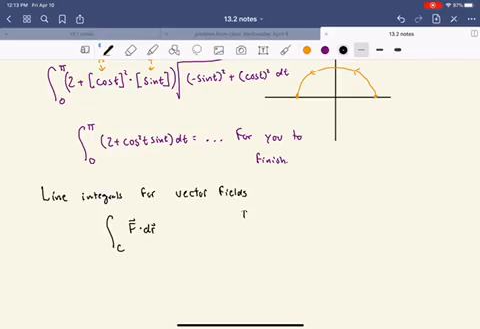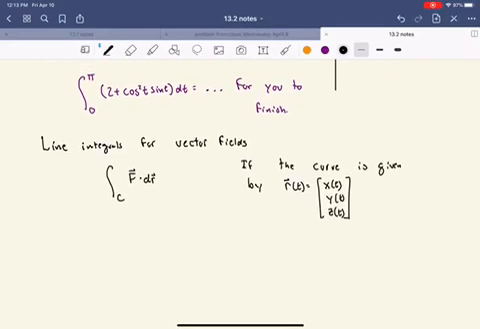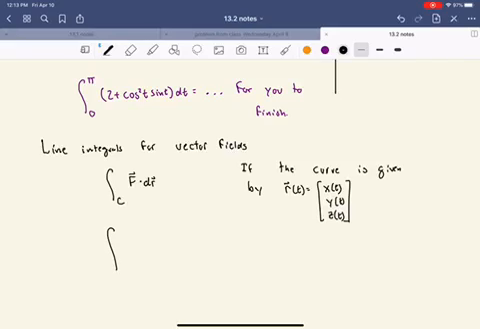Now, if the curve is given by r of t, so that's x of t, y of t, and there might be a z of t in there as well if we're in 3 dimensions, then this is going to come out to be the integral from some beginning time to some ending time, t_i is initial time, t_f is final time, of F, the input is the curve, dotted with the derivative of the curve, with a dt there.